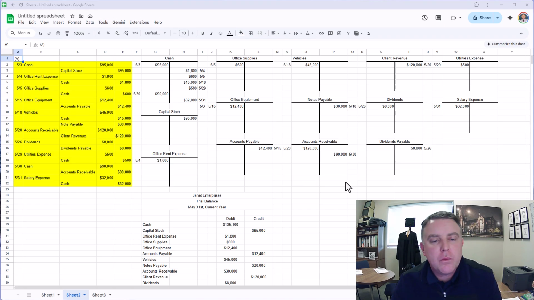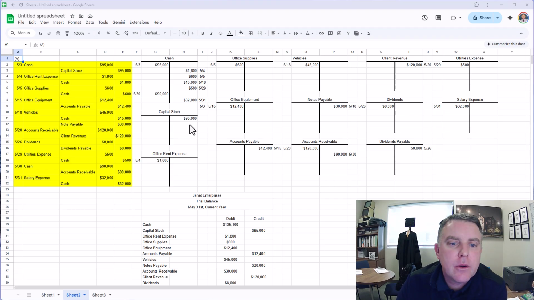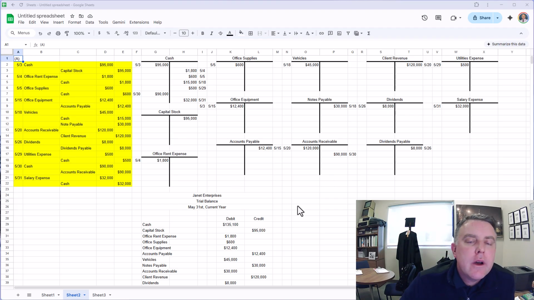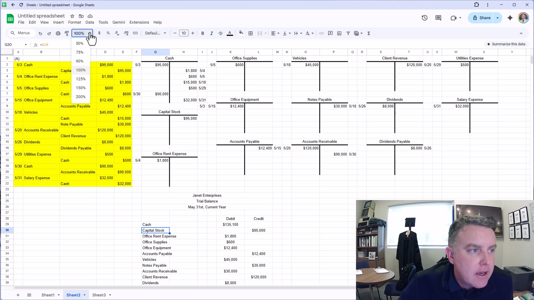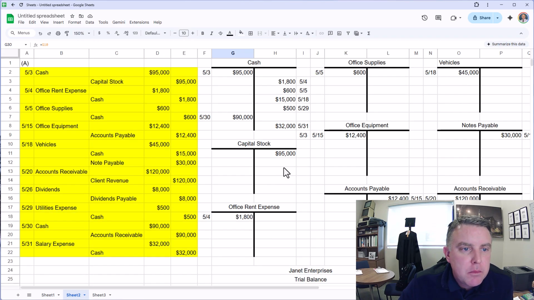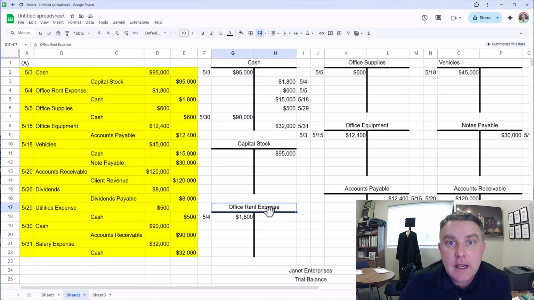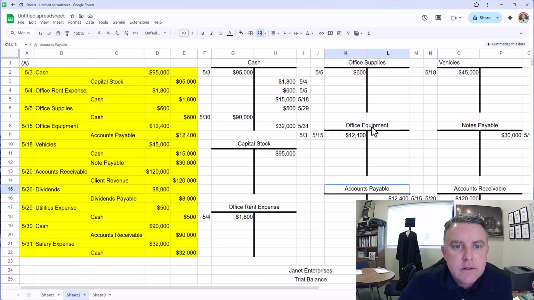All right, so we've created the T accounts here and they're on your screen. And the last step here for part C is to create the trial balance. The trial balance can be created by listing out all of the accounts that we have T accounts for. And so what that means is we have a cash T account, we have a capital stock T account, office rent expense T account. And all we're going to do is just list out the account names for each of these T accounts.